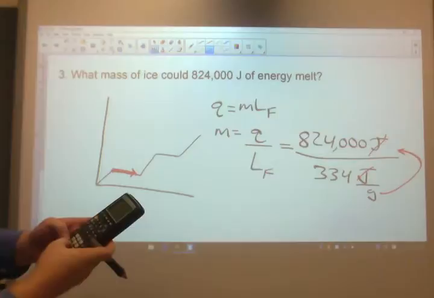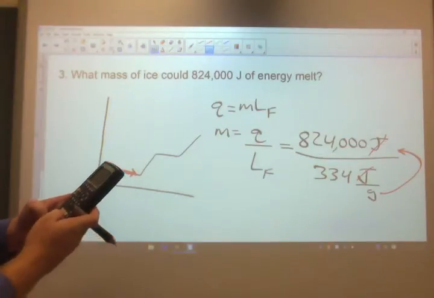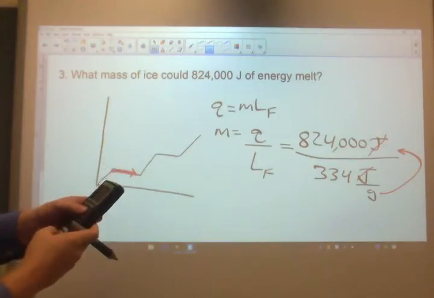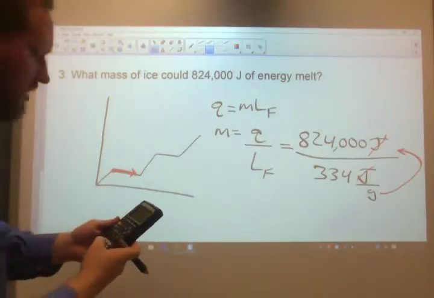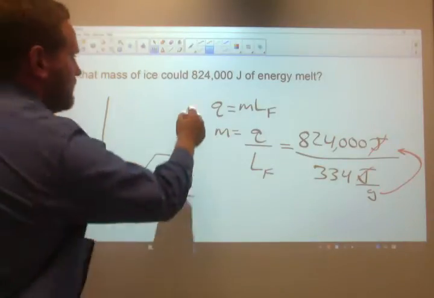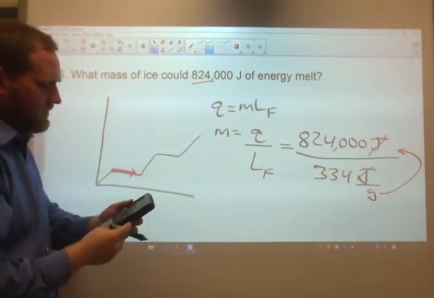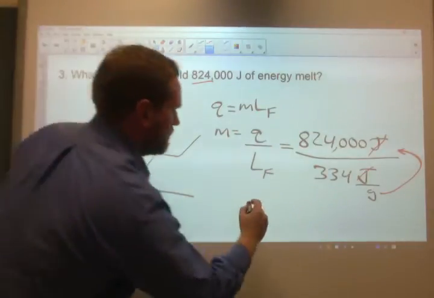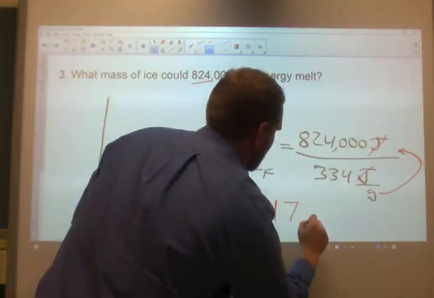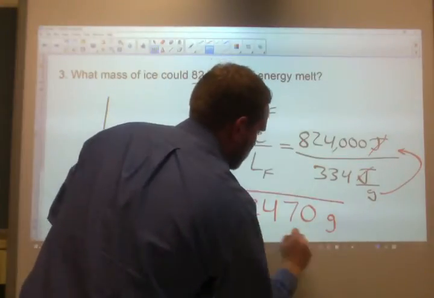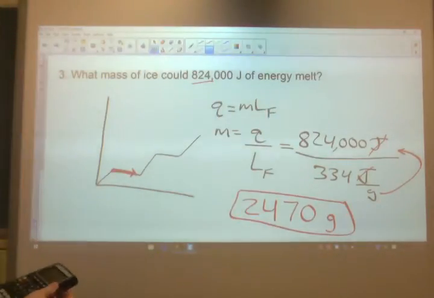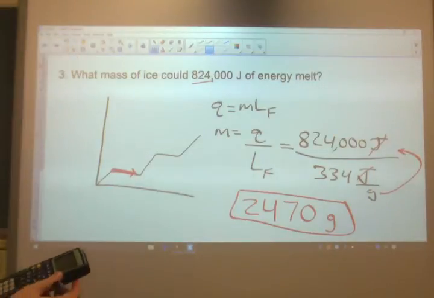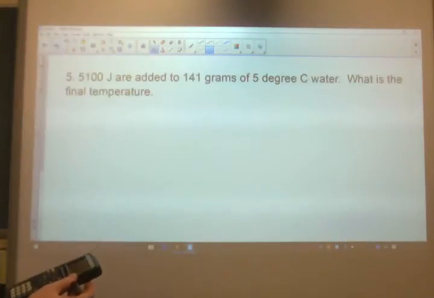So 824,000 divided by 334. Let me look at sig figs. I'm seeing 3 sig figs here, so I'm going to report 3 sig figs. I see 2,470. And my unit is grams. Yep. Next problem, skip number 4.